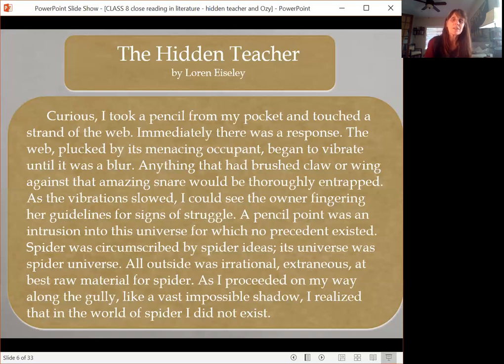But what if there was? What if the reason those things occur just happens to be like the pencil in that web and it's outside of our understanding? So maybe that's the lesson. I think that is the lesson that Loren Eiseley is communicating to us here. So we just did a close reading. We just deconstructed this piece. We just found out what the lesson was that's being communicated by this hidden teacher.